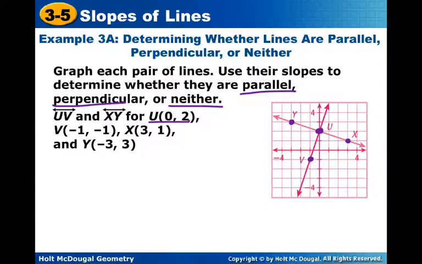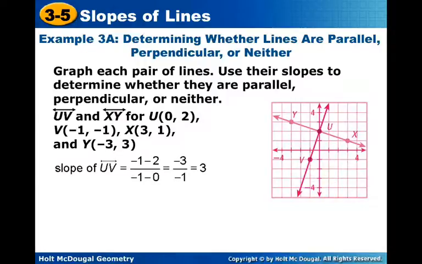Okay? So the slope of UV, you're just going to use your formula and plug in. You need to basically look at these 2 points and call them x1, y1, and x2, y2, and plug into your slope formula. So -1 minus 2 over -1 minus 0. And that's going to give you -3 over -1, which is a positive 3. And then look at the slope of XY, and you get a slope of -1/3 there.